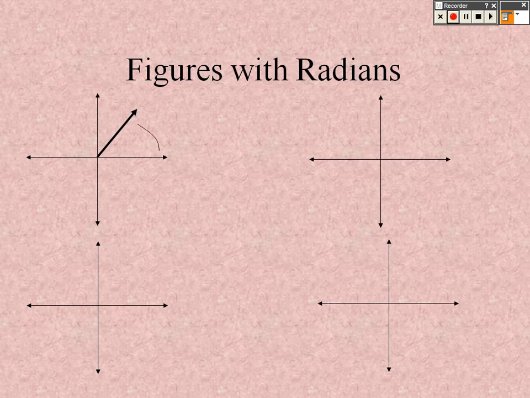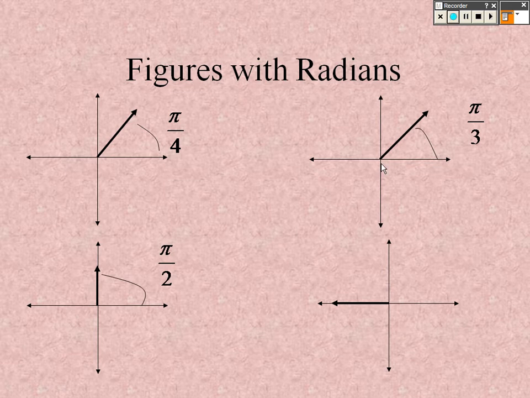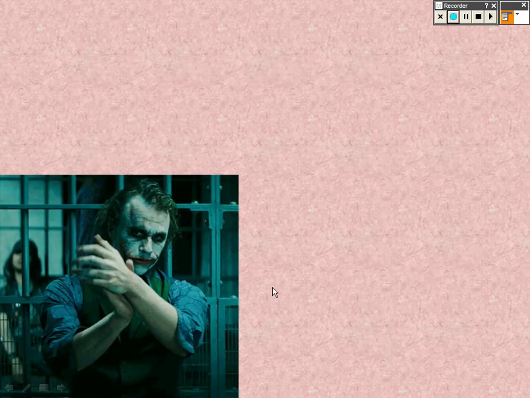So, figures with radians. Pi over 4, alright, we said that's 45 degrees. Well, if this is 0 and that's 90, 45 is right in the middle. Okay, pi over 3. I said pi over 3 is 60 degrees, so it should be a little higher, maybe like around here. But once again, if that's 0 and that's 90, that's 60 degrees. 90 degrees is straight up and down, that's pi over 2. 180 degrees is a straight line, that's pi. 180 degrees right there.